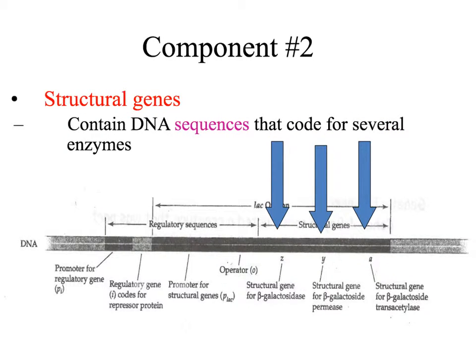Component number 2 is the structural genes. These are DNA sequences that code for the several enzymes that we're going to want to make to be able to break down lactose. So these genes are going to be called gene Z, gene Y, and gene A. Each of these genes code for a different enzyme. You can see the names of those down at the bottom.